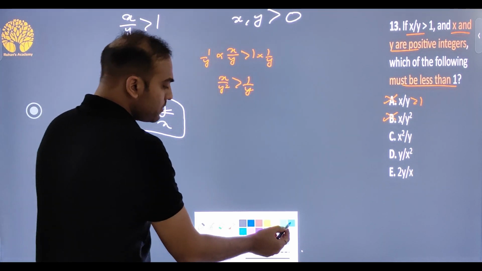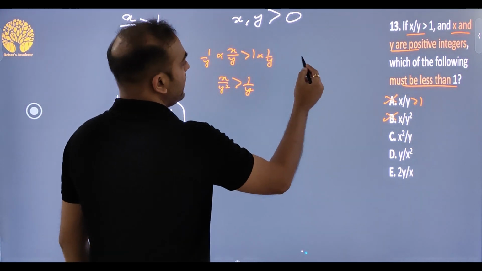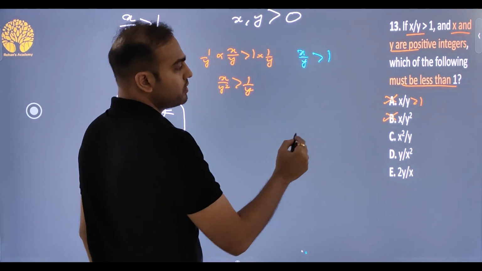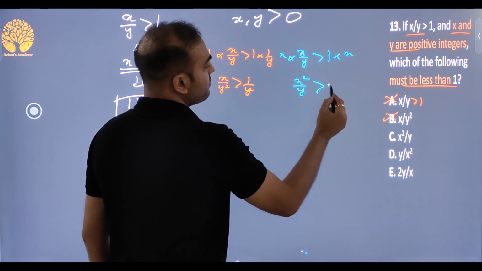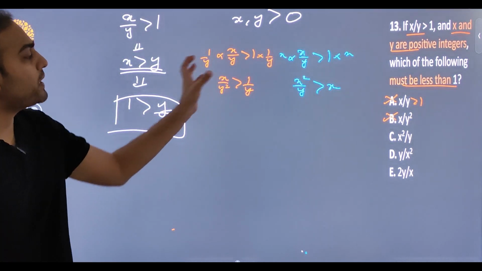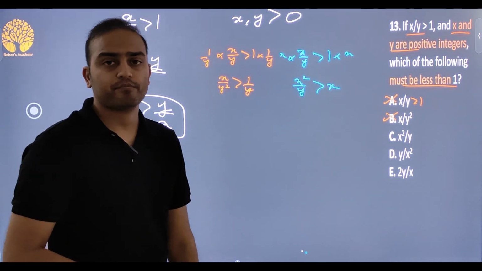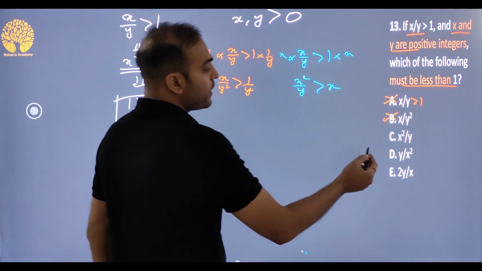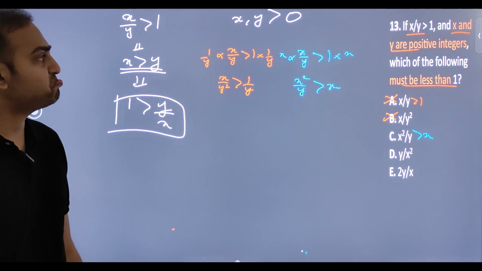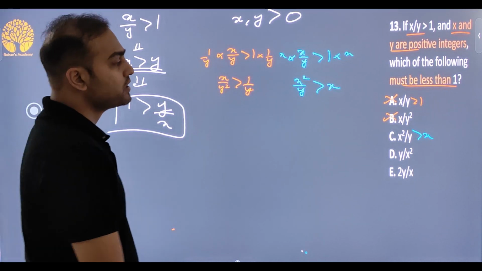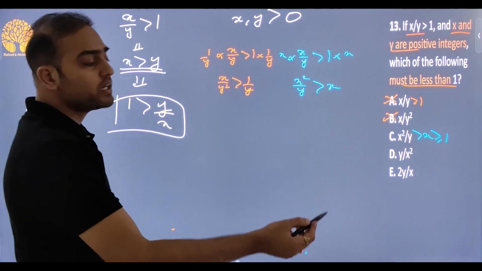Moving on to the next one, x square by y. Again, I know x by y is greater than 1. If I multiply both sides by x, x square by y will be greater than x. Again, why am I able to multiply? Because I know x and y are positive, so I don't need to change the sign. So I know x square by y is greater than x. Is it less than 1? I know x and y are positive integers, I know x is greater than or equal to 1. So x square by y has to be greater than or equal to 1.